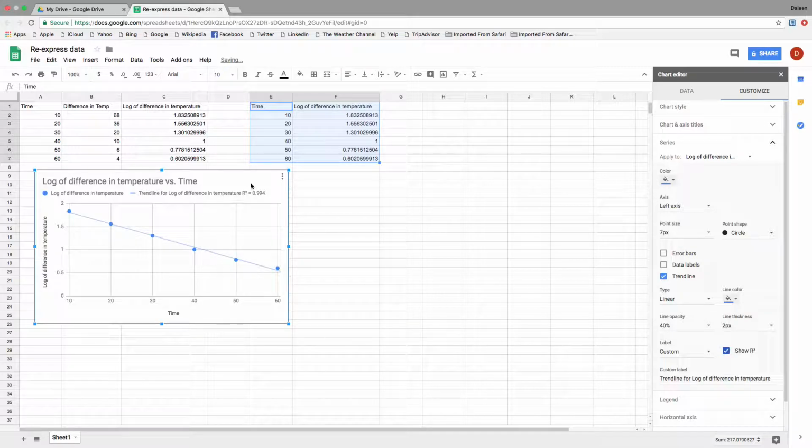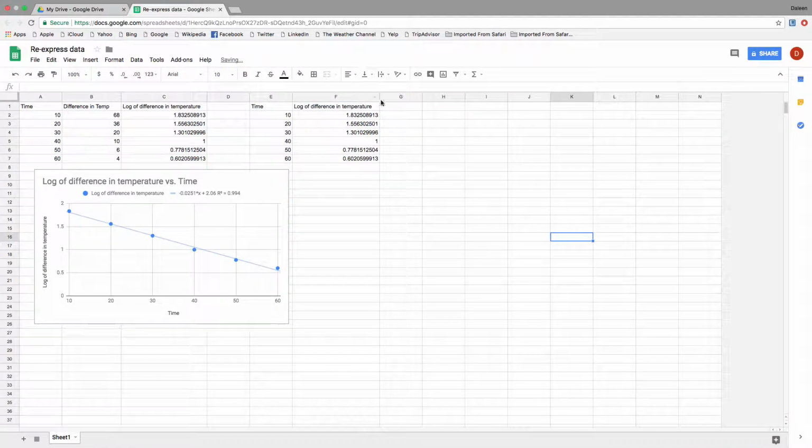And R squared is very high. It's showing that 99.4% of variation in the log temperature can be explained by variations in time. So 99% of all these changes in temperatures can be explained by changes in time. Let's put the equation in there to make a residual plot.